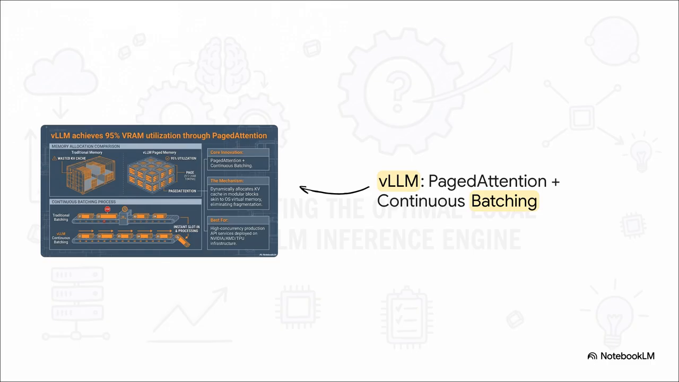By eliminating fragmentation, vLLM achieves a staggering 95% VRAM utilization. Paired with continuous batching, which instantly slots in new requests rather than waiting for a whole batch to finish, this is absolutely your go-to for high-concurrency production API services deployed on NVIDIA, AMD, or TPU infrastructure.